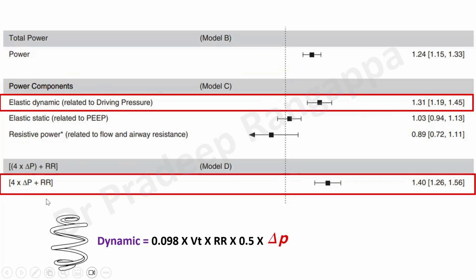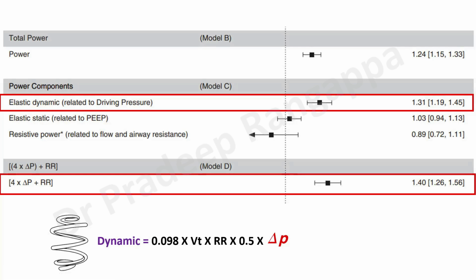And as you see, then they came out with this formula, 4 times. This formula came from the findings of the study that delta P, or the driving pressure, has 4 times the effect of respiratory rate. So they combined both. They took 4 times the driving pressure plus respiratory rate as having a maximum impact on mortality. That's what came out of this study.